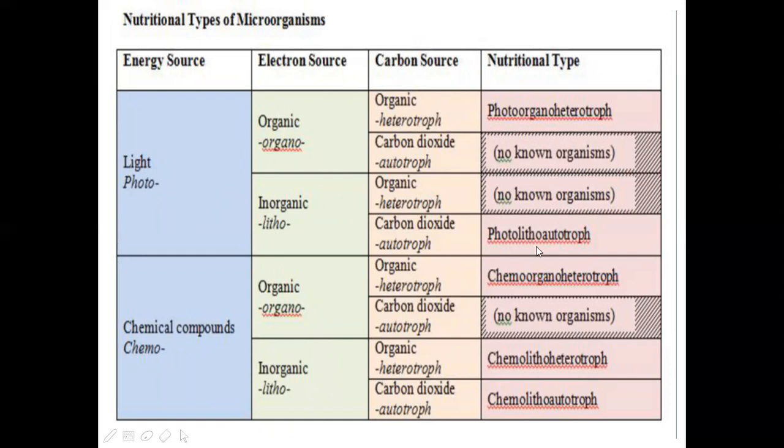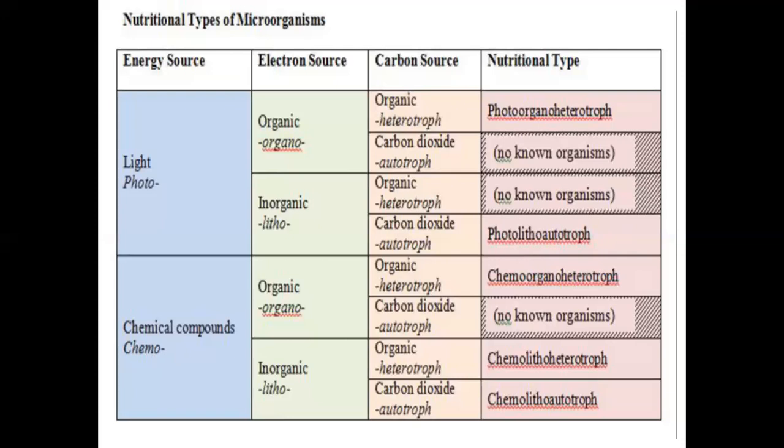And the fourth one is photolithoautotroph, they are called photolithotrophs. This is a category where photo means light is utilized as a source of energy, litho means inorganic compounds are used as a source of electrons, and carbon dioxide is used as a source of carbon. So this we have seen in the previous slides. Example is Rhodospirillum rubrum. And coming to the next category, that is chemical compounds, which we define by the term chemo.